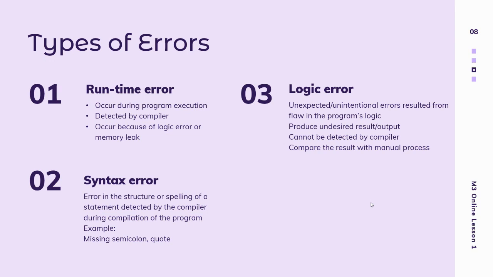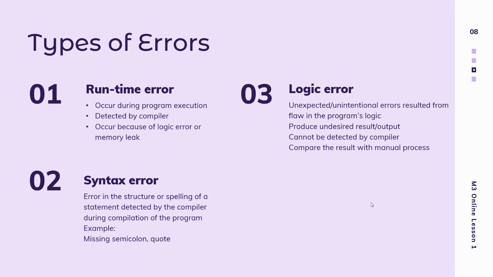Number 1 is the runtime error. It occurs during program execution, detected by the compiler. It occurs because of a logic error or a memory leak. Number 2, syntax error. This error is in the structure or spelling of a statement, detected by the compiler during compilation of the program. Some examples are a missing semicolon or a missing quote.